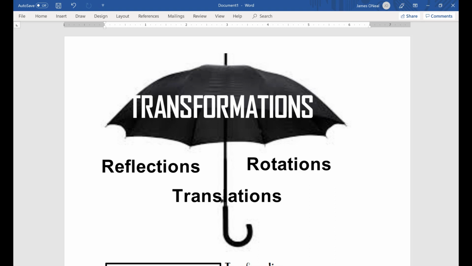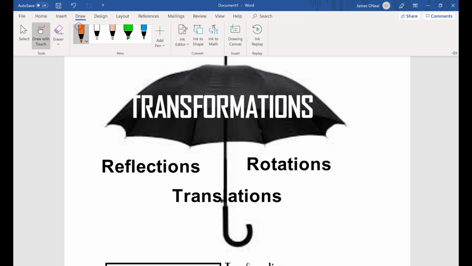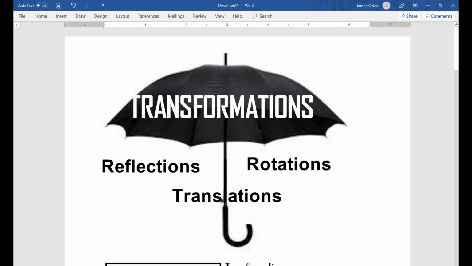Transformations. These are the different types. If I write it, you write it. That's how that's going to go. There are different types of transformations, and the one we're going to talk about today is a translation.